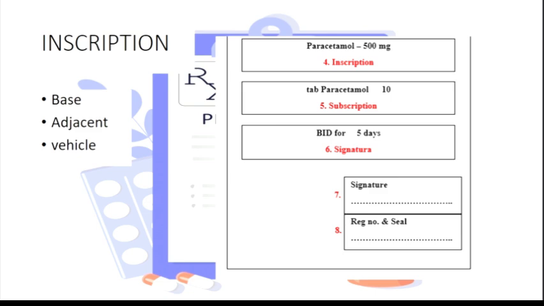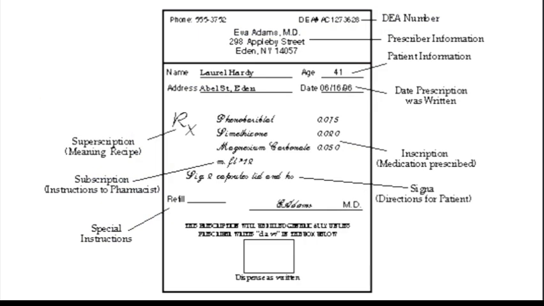And the next one is the subscription. The first one was the superscription and this is the subscription. Don't get confused with these. The superscription is the Rx symbol, and the subscription is the medicine's direction to the pharmacist: how much should be taken, the dose, and the prescriber's instructions will be written here. So that you can easily understand the right way of cutting the medicines or how many tablets of paracetamol should be given. All these things will be mentioned in the subscription.